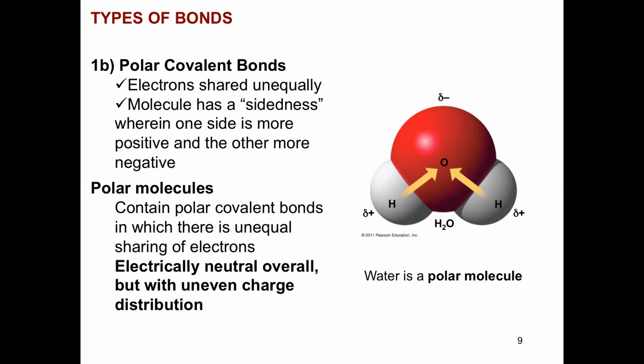And this is why we call these polar bonds, and these give rise to polar molecules, okay? So they contain polar covalent bonds, which is unequal sharing of electrons. Even though they are electrically neutral, the charge distribution with those electron clouds is not equal over the molecule, all right? So this is going to come back when we talk about our other bonds later on. So keep that in mind.